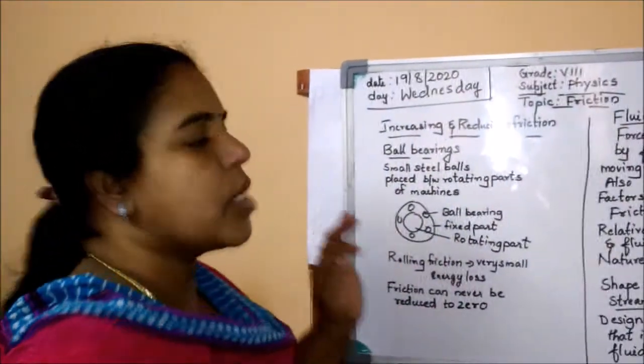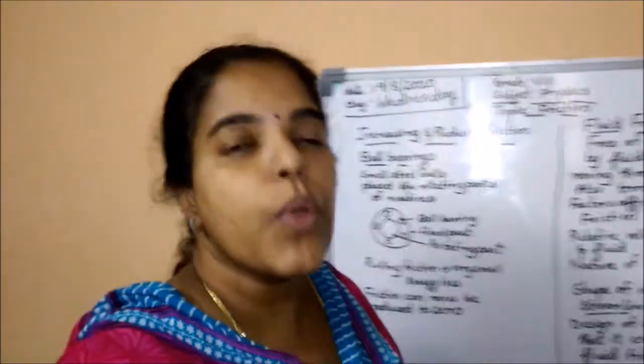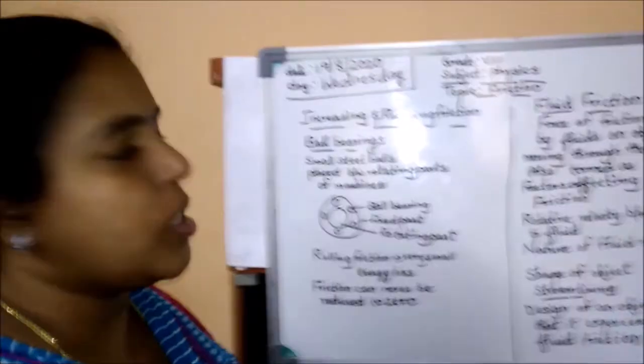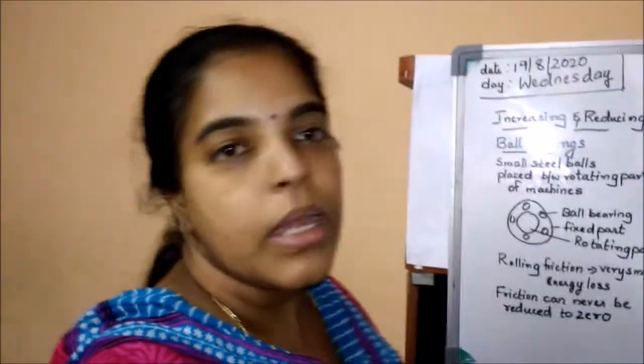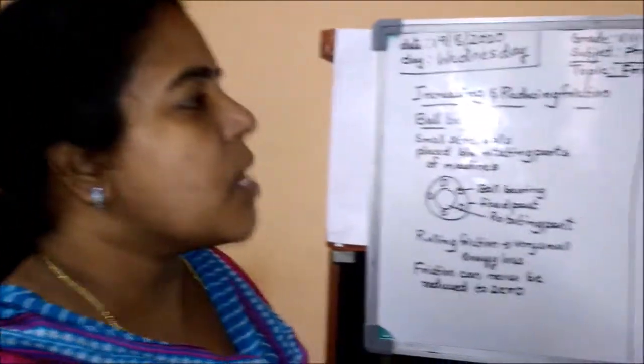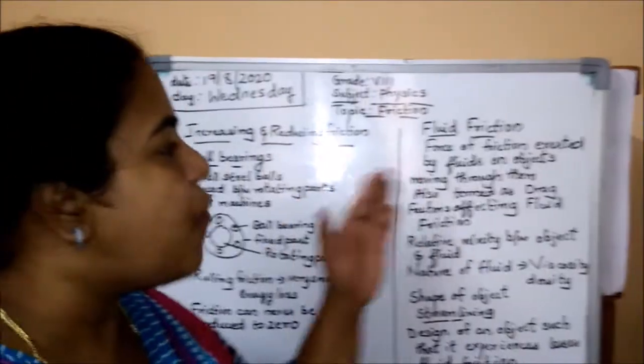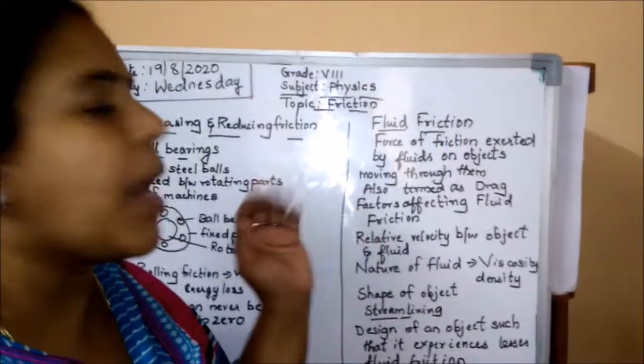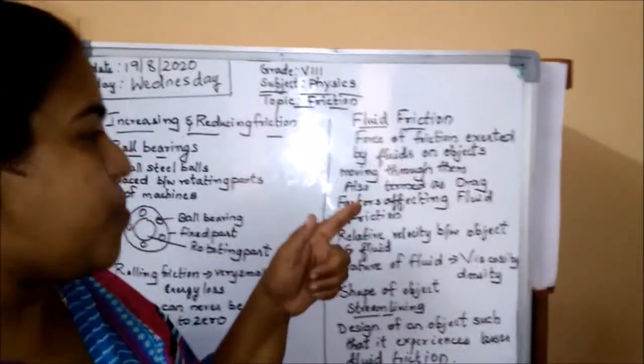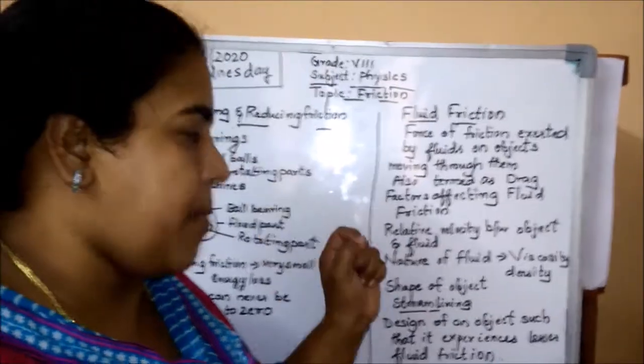So now, moving to the fluid friction. In science, we say air, water, liquids and all, we call them fluids. Let's see what fluid friction is. The force of friction exerted by fluids on objects moving through them.